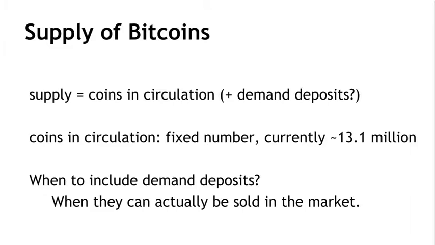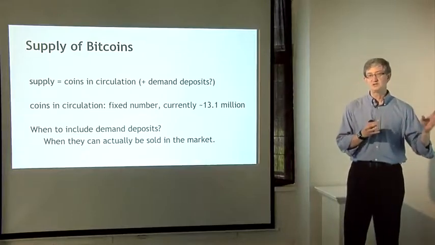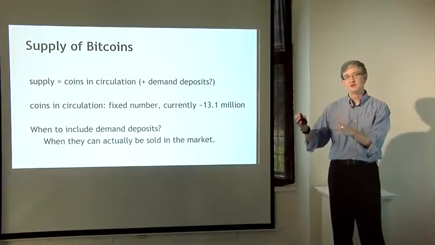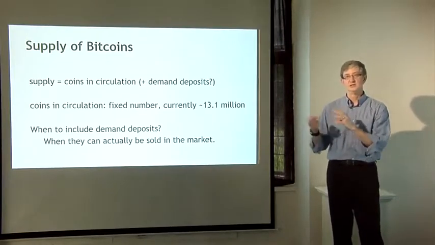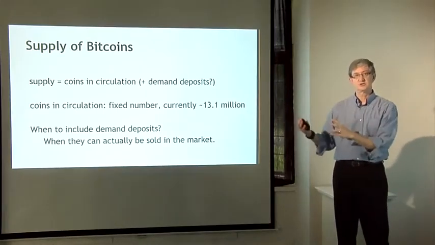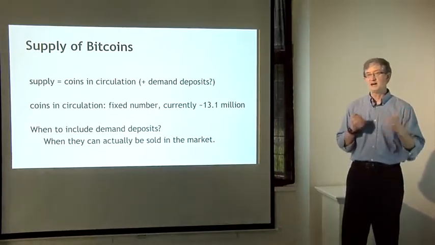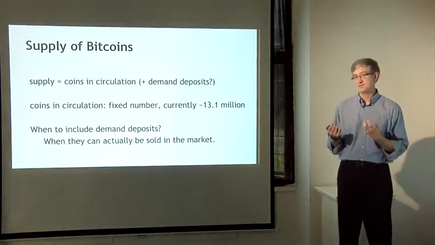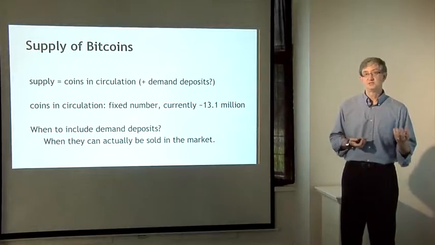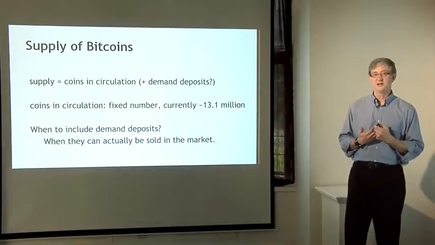But you might also sometimes include demand deposits of Bitcoins. That is, if someone has put money into their account in a Bitcoin exchange, and the account doesn't keep a full reserve to meet every single deposit, then you'll have demand deposits at that exchange that are larger than the number of coins that the exchange is holding. And depending on exactly what question you're asking about the market, it might or might not be correct to include demand deposits in the supply. So when should you include demand deposits?